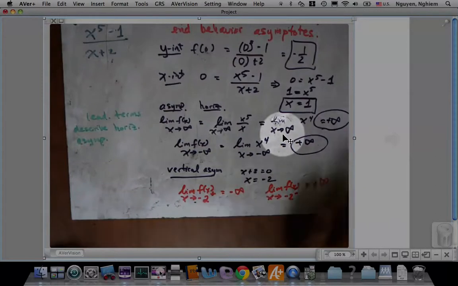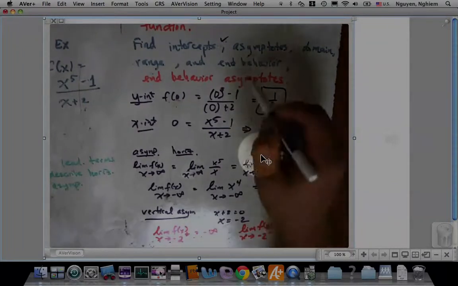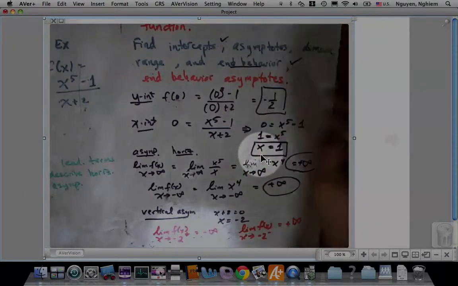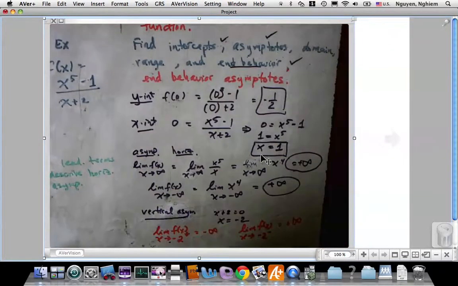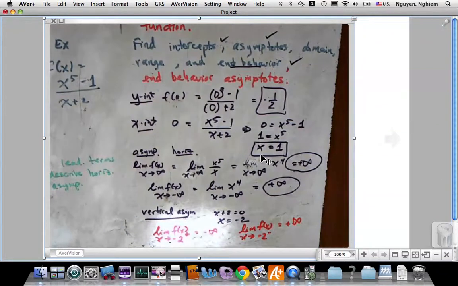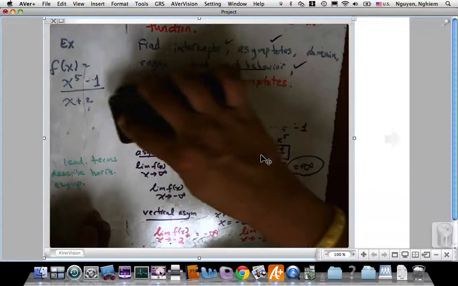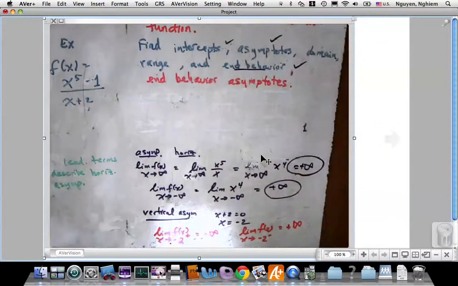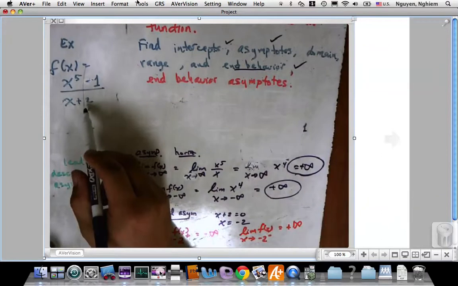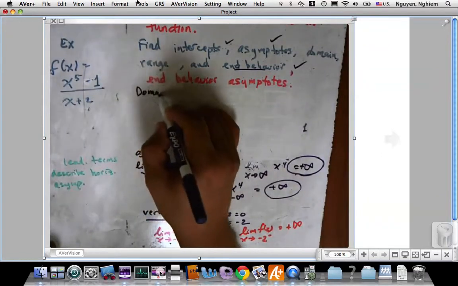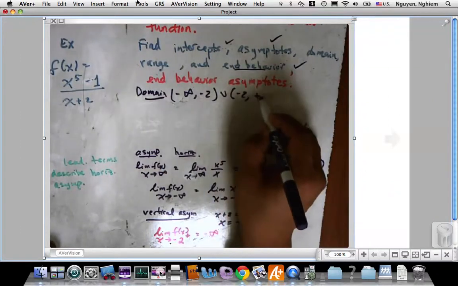So let's see here. We are asked to find, we haven't done domain and range yet. We got end behavior in here, and we got the asymptotes in here. So I'm going to erase some of this stuff, and then we are going to look at the other spots here. So for the domain, you can see that it's going to be at every single point except -2. So it's from negative infinity to -2, and from -2 to positive infinity.